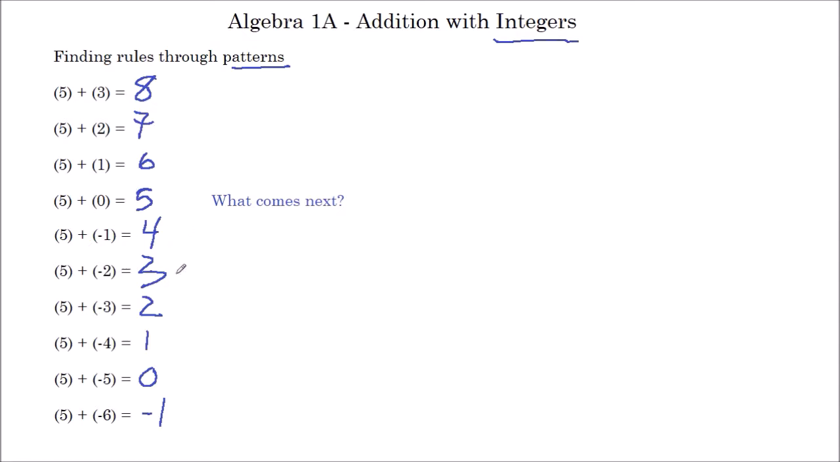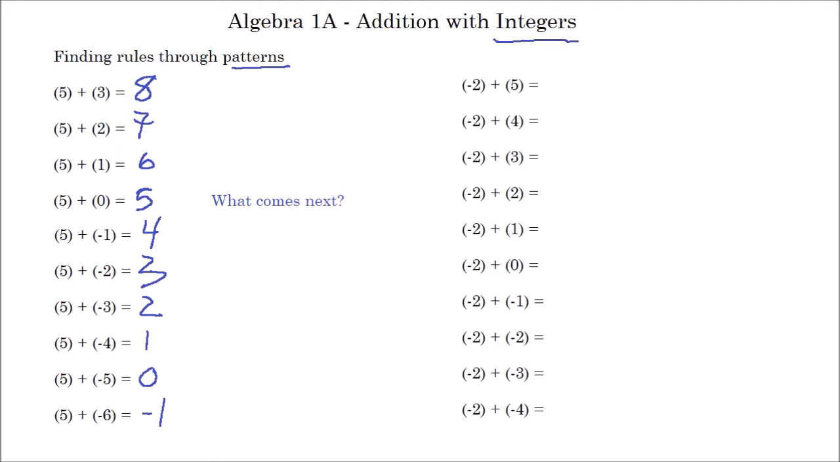5 plus negative 2 is 3, positive 3. 5 plus negative 3 is positive 2, etc. 5 plus negative 5 is 0, and 5 plus negative 6 ends up giving us a negative result. Okay. So we'll talk about how to make sense of this, but in the meantime I'm going to keep going with some more patterns.